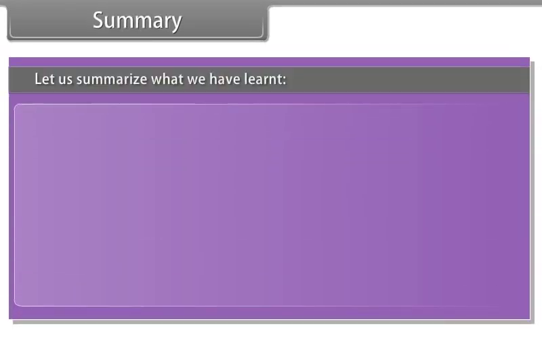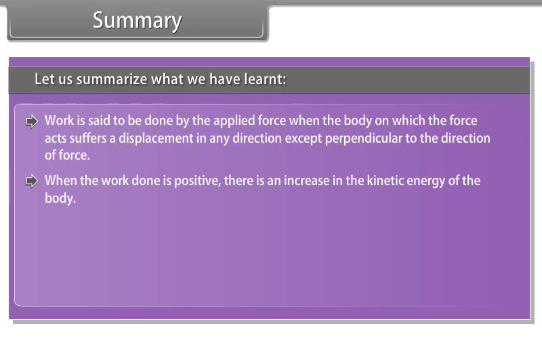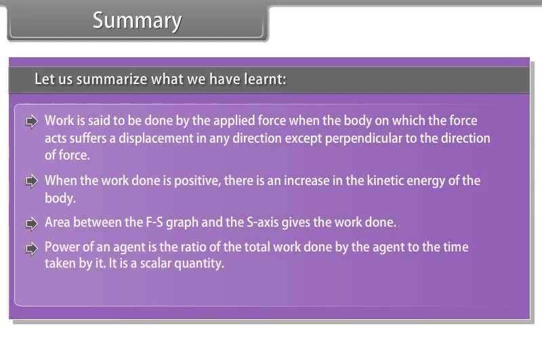Summary. Let us summarize what we have learned. Work is said to be done by the applied forces when the body on which the force acts suffers a displacement in any direction except perpendicular to the direction of force. When the work done is positive, there is an increase in the kinetic energy of the body. Area between the F-S graph and the S-axis gives the work done. Power of an agent is the ratio of the total work done by the agent to the time taken by it. It is a scalar quantity.